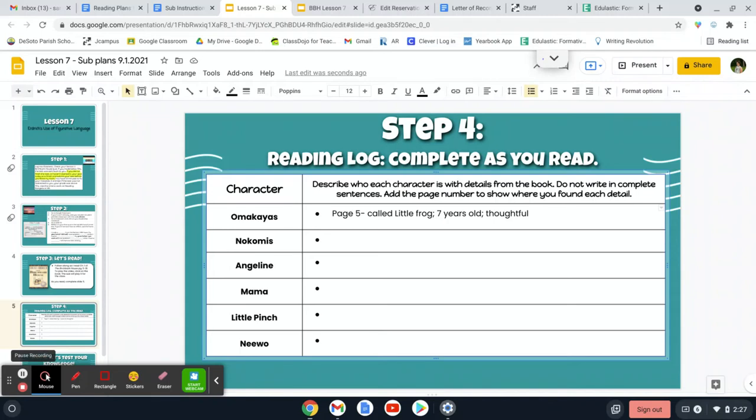Thick swales of swamp grass rippled. Mud turtles napped in the sun. The world was so calm that Omachias could hear herself blink.